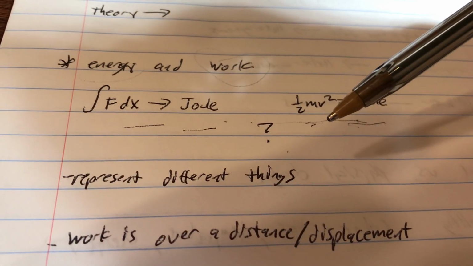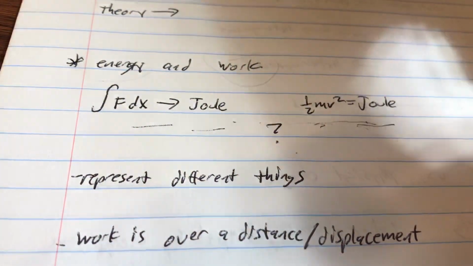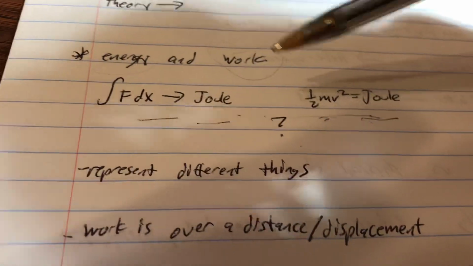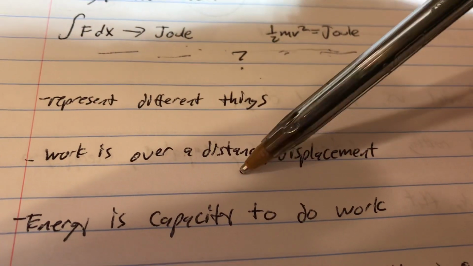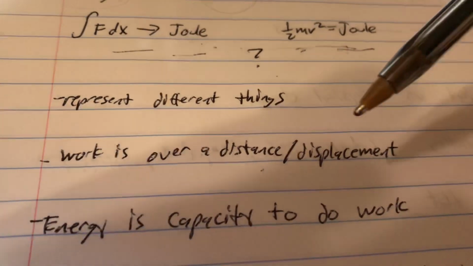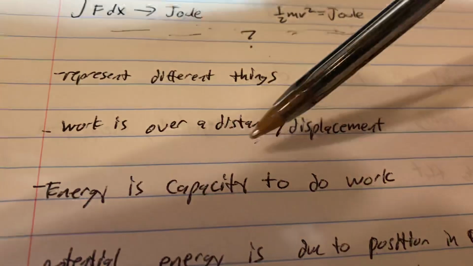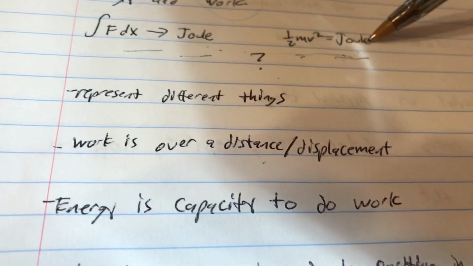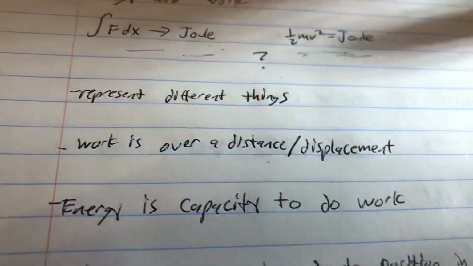Teacher explains that while work and energy have the same units, they represent different things. So the difference between work and energy is that work is over a distance or displacement, if you're a physics nerd, whereas energy is just the capacity to do work. So it's probably easiest to think about energy as like the battery, especially potential energy is just the battery. It's this capacity to do work.